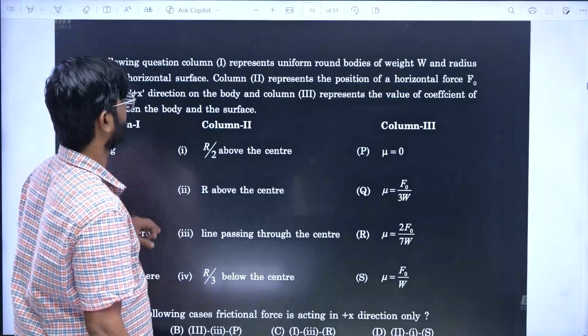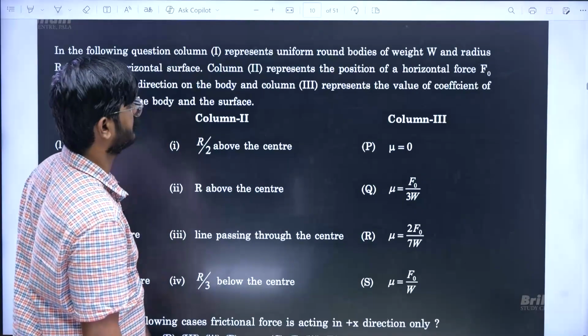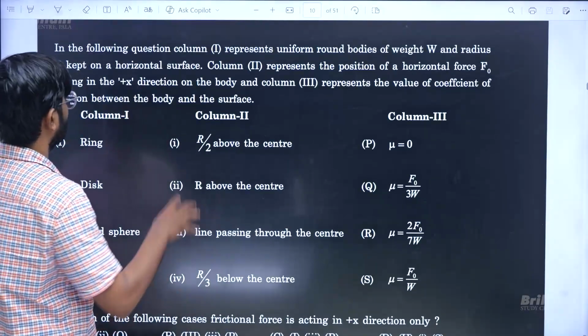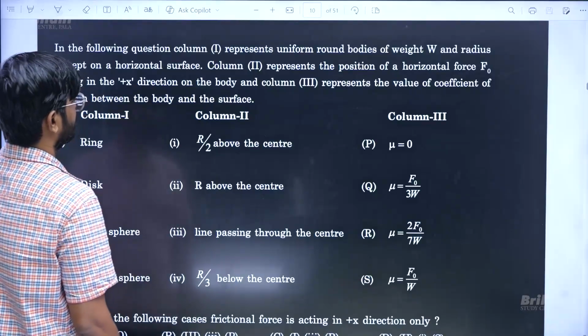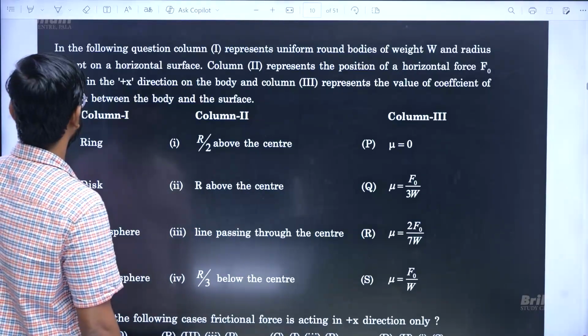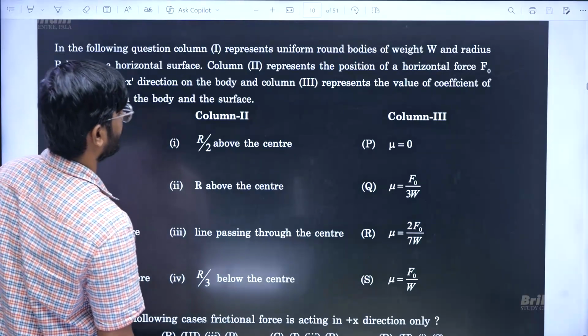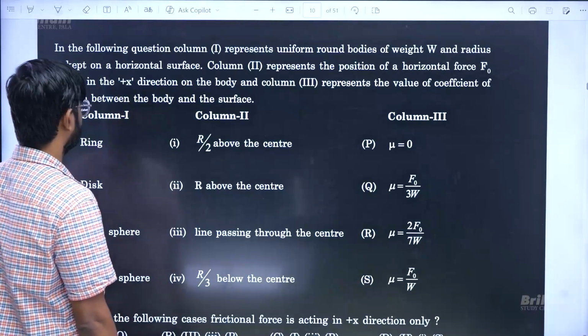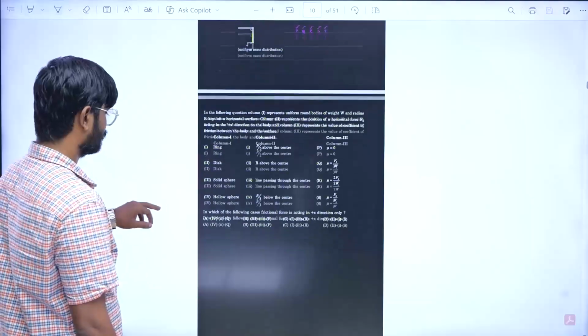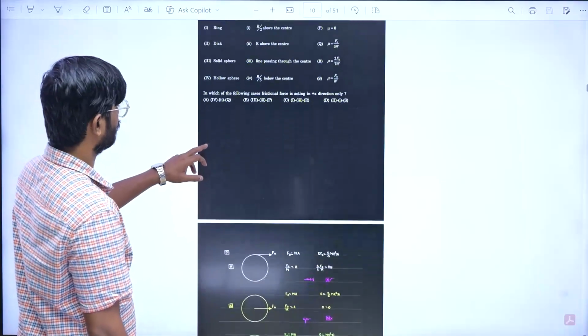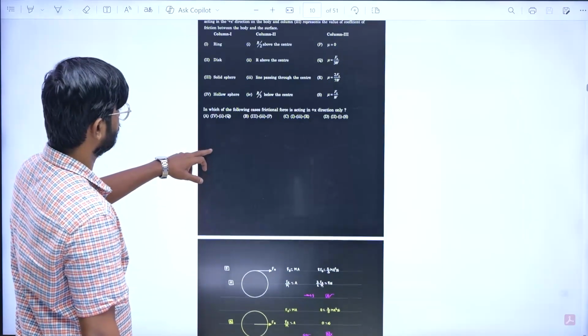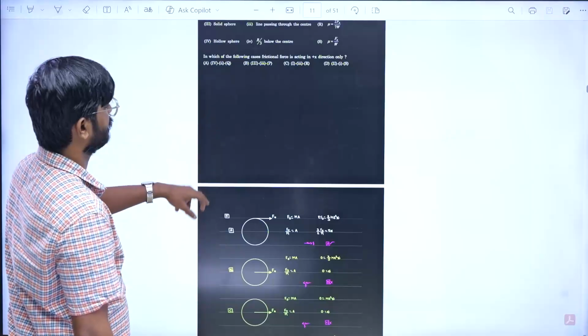In the following question, column 1 represents uniform round bodies of weight W and radius R kept on a horizontal surface. Column 2 represents the horizontal force F0 acting in the x direction on the body, and column 3 represents the value of the coefficient of friction between the body and the surface. So you have this question, the friction direction you need to calculate.